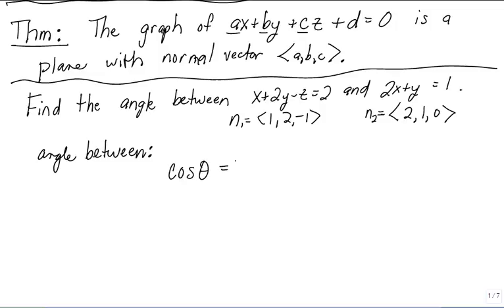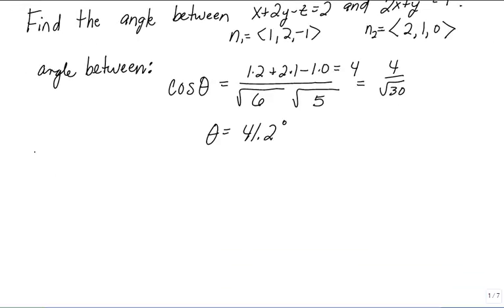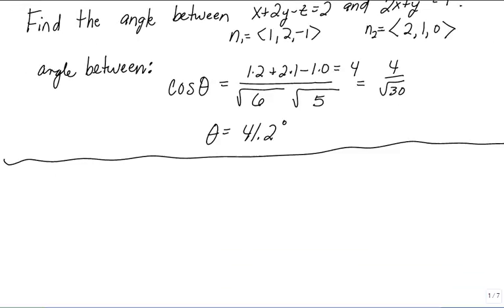We take the dot product of those two, which is 1 times 2 plus 2 times 1 minus 1 times 0, which is 4, over the magnitude of N1, which is the square root of 1 plus 4 plus 1, so root 6, and the magnitude of the second one, which is root 5. So it's 4 over the square root of 30. When you use your calculator, that gives us theta is 41.2 degrees. Okay, so that gives us the angle between two planes.